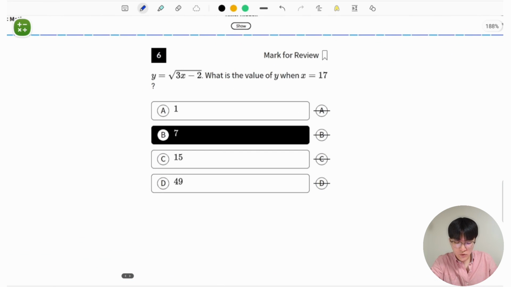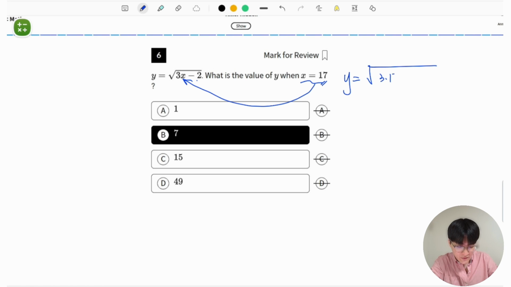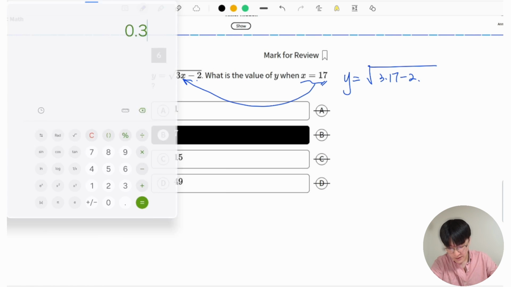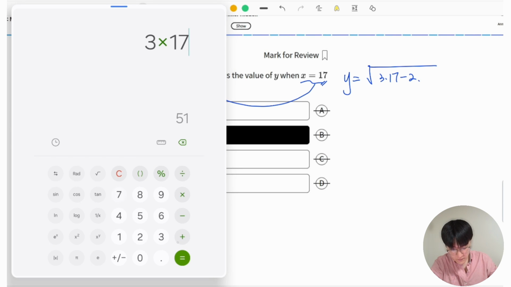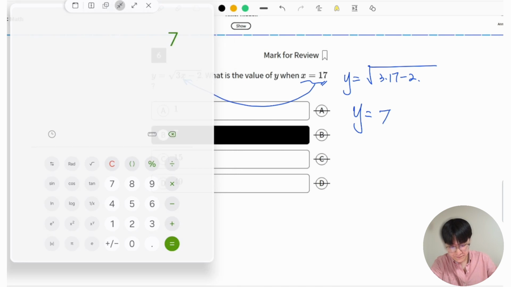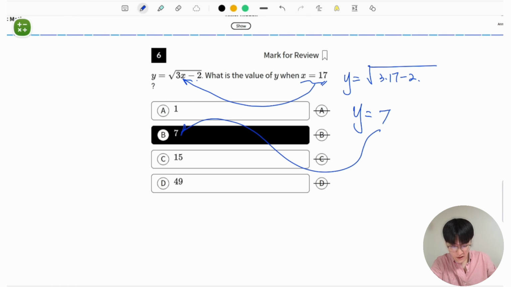6. Y is equal to square root of 3x minus 2. What is the value of y when x is equal to 17? A simple plug and play question. Let's actually plug 17 into this equation. We get square root of 3 times 17 minus 2. And what is 3 times 17? 51 minus 2 is 49. The square root of 49 is 7. Y is equal to 7. Answer choice B.